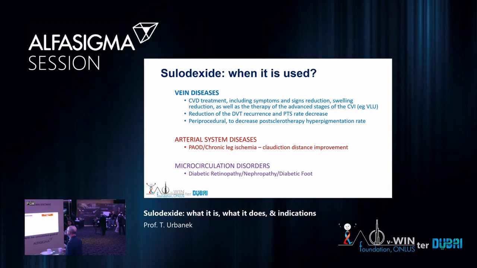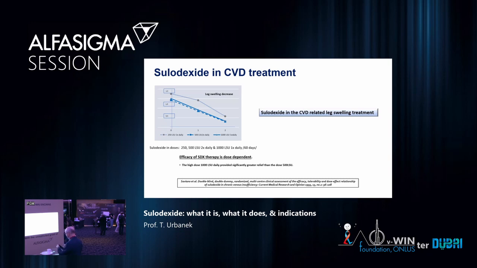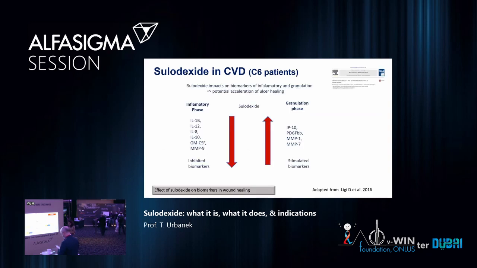It is used in several indications: venous disease, arterial system, and microcirculation disorders. If we speak about chronic venous disease symptoms and signs, as documented in the systematic review and meta-analysis of Professor Bignamini, a significant reduction of several symptoms and signs related to chronic venous disease can be observed in patients treated with sulodexide. Sulodexide also reduces chronic venous disease-related swelling, and this effect is dose-dependent.